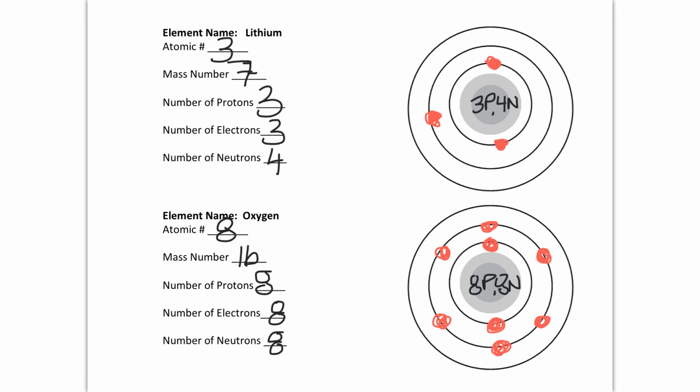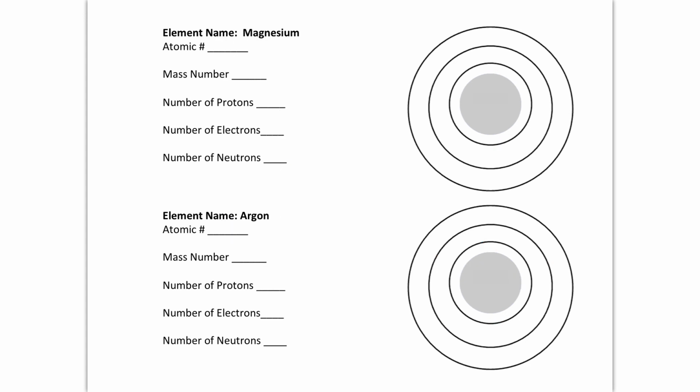So let's go to the next slide. Okay, so our next one is magnesium. And if we find the atomic number of magnesium in our periodic table, it's 12. So it's 12. The mass number, we don't know that yet. Number of protons is 12. Number of electrons is 12. And then we look up the mass of magnesium, and we can see that it's close to 24. So we'll say it's 24, and therefore the number of neutrons is 12.